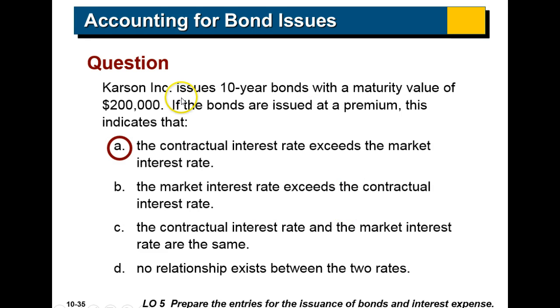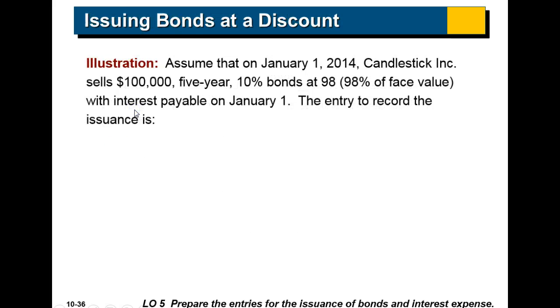So do you see, if there's a 10-year bond with a maturity value of $200,000, bonds being issued at a premium means the stated interest rate on that bond is greater than what the market rate is. So as a result of that, we're going to sell those bonds for more than what the face value is. I think we need to take a break and let's look at some problems here, okay? How do you guys feel about that?